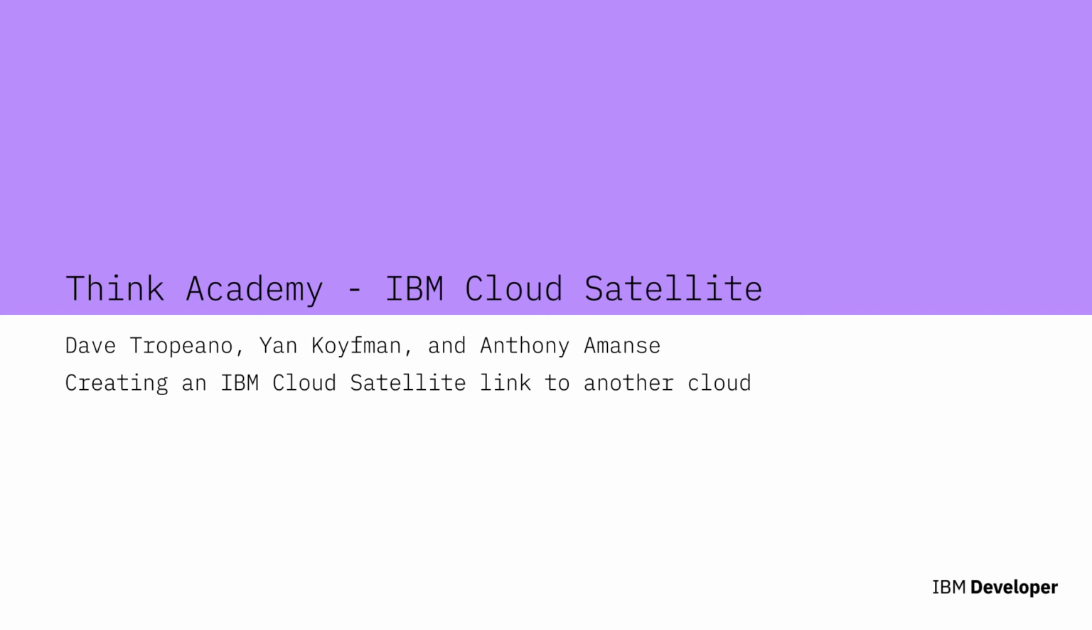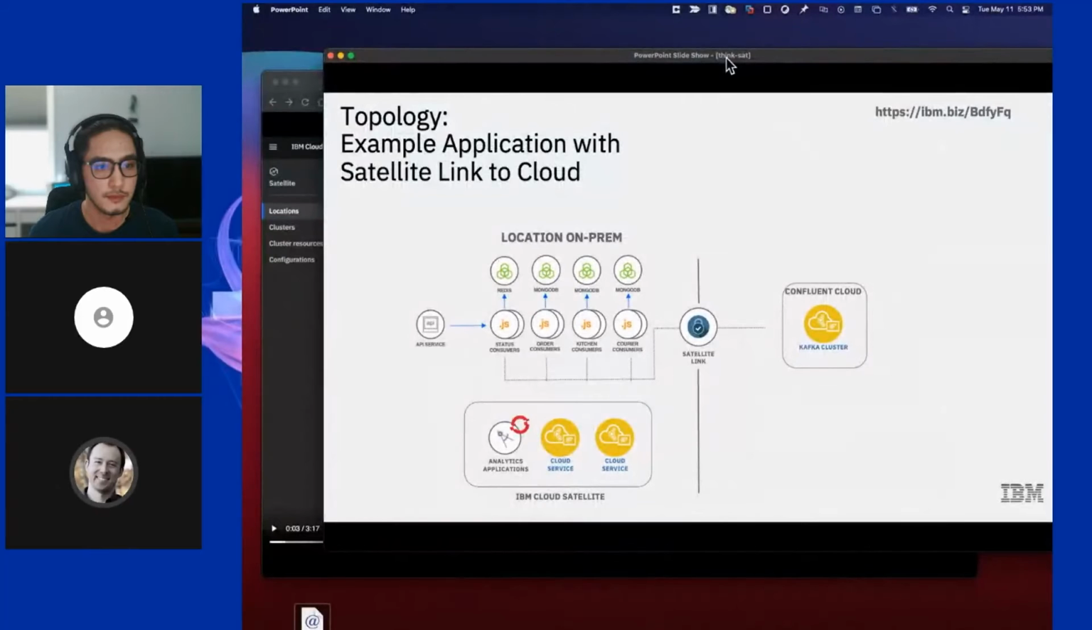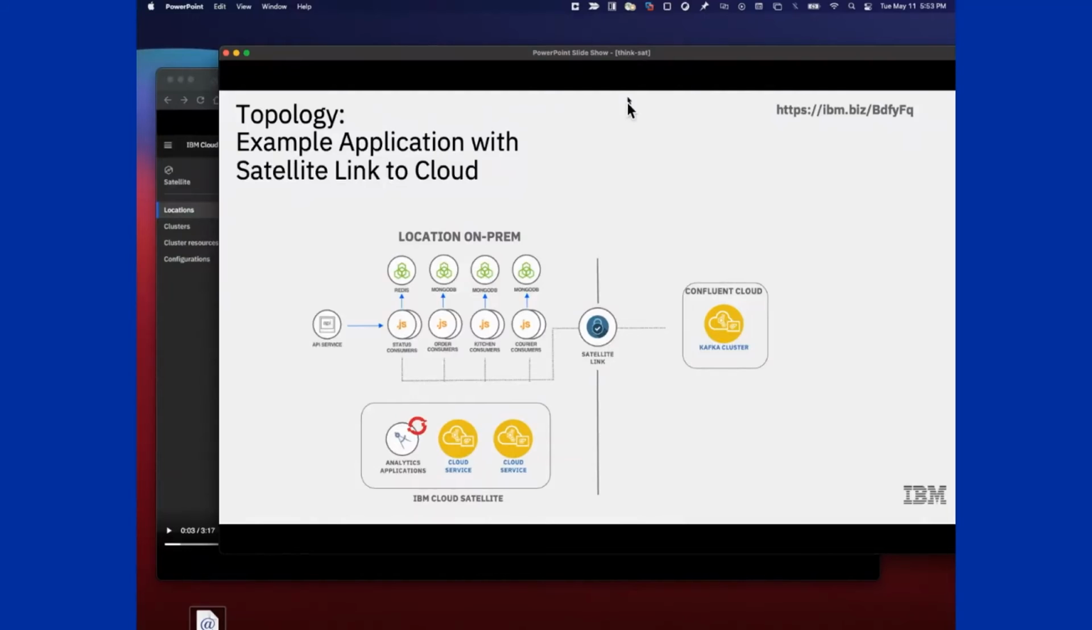Now, the application that Anthony was showing does have a component that needs to talk outside of the OpenShift cluster. The application connects to a Kafka broker running in another cloud provider. So because the microservices are running inside a satellite location, we can use the satellite link to send traffic back up outside of the location.